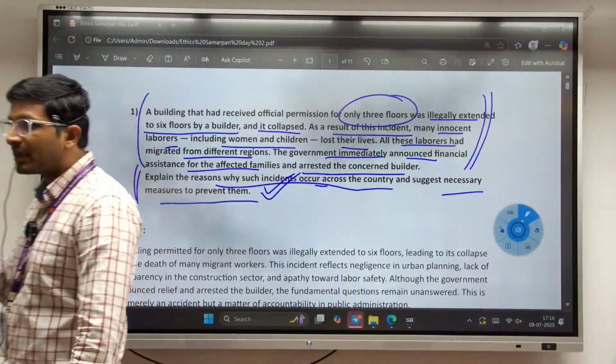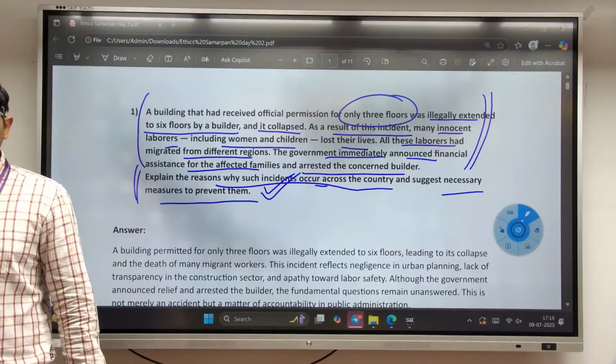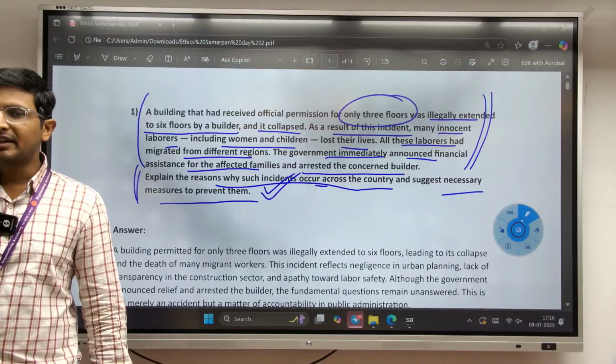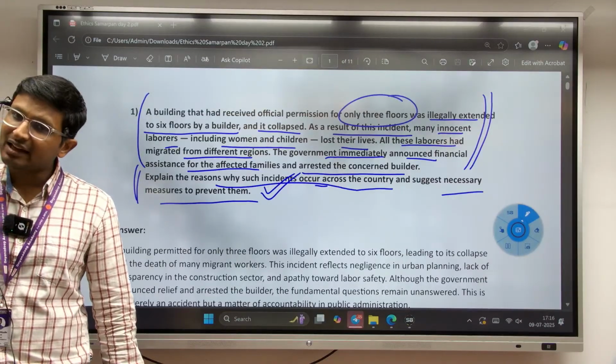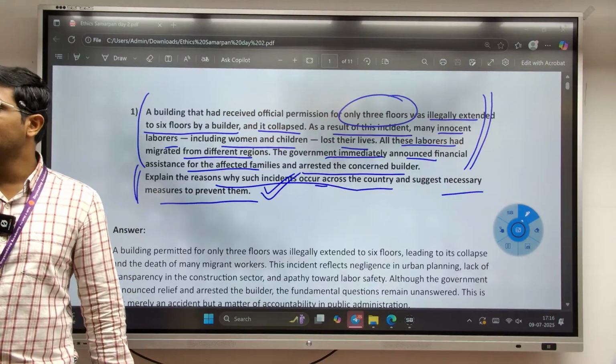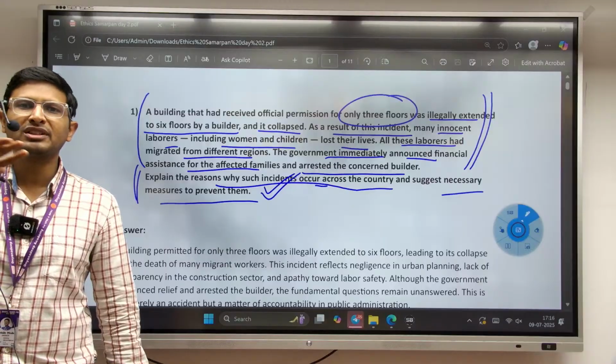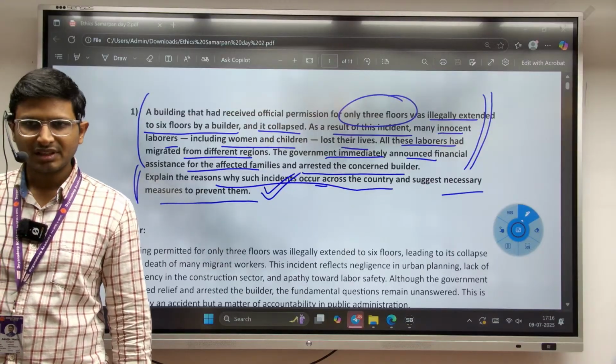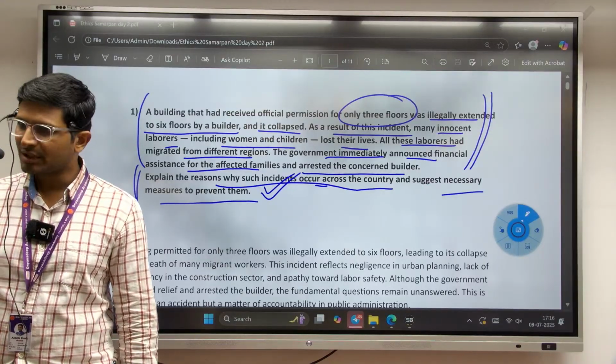But here remember this is the ethics paper. So even though it is a little GS type, it doesn't mean write GS. You have to think in the ethical angle. Think about the reasons in the ethical angle, suggest the solutions in the ethical angle. Is it understood? Did you understand the question?